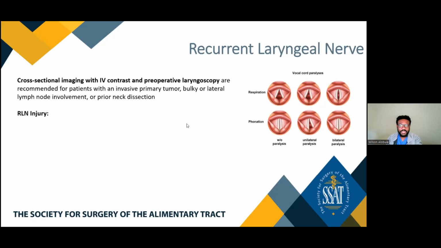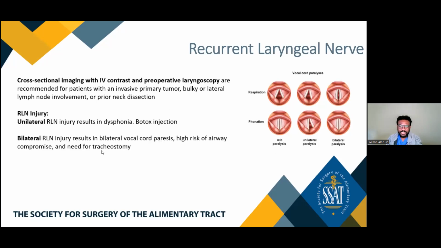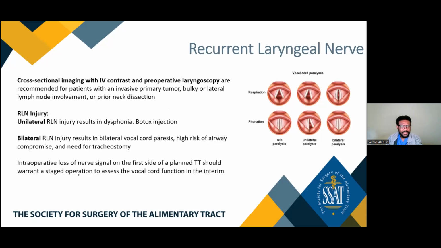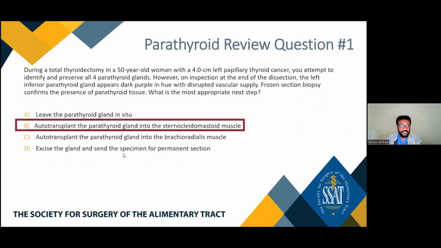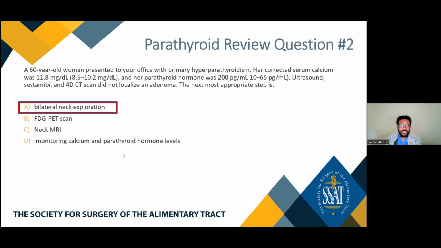And that's just to help you know what their baseline vocal cord function is prior to going to the OR. The recurrent laryngeal nerve injuries, if you have only one side involved, these patients just have dysphonia. And so just Botox injection would help medialize that cord and help their voice get better. But if you have bilateral injury, then these patients are at risk for vocal cord paresis, and so would need a tracheostomy. And then finally, if you're in the OR and you find out that you have possible injury to the nerve, then this is an opportunity for you to stop and then do a staged operation so you don't risk injury to the other nerve. This is another parathyroid question that I'll leave for you to look at later.